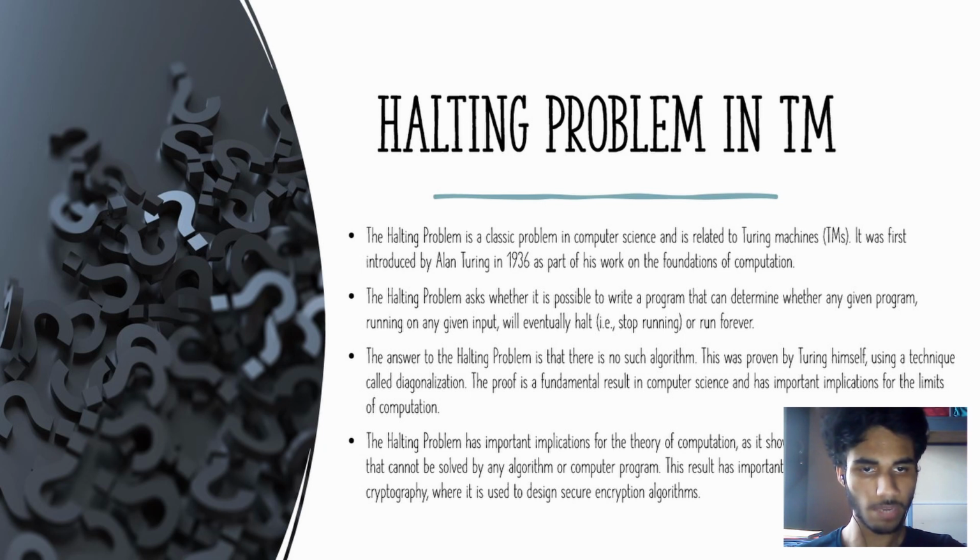The answer to the halting problem is that there is no such algorithm. This was proven by Turing himself using a technique called diagonalization. The proof is a fundamental result in computer science and has important implications for the limits of computation. The halting problem shows that there are some problems that cannot be solved by an algorithm or computer program. This result has important applications in fields such as cryptography, where it is used to design secure encryption algorithms.